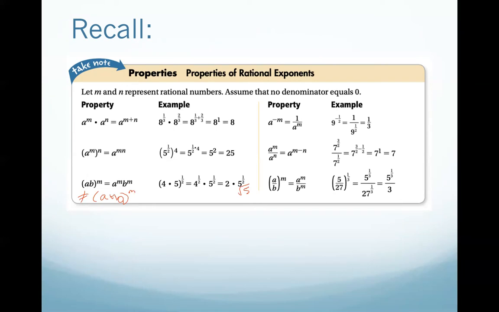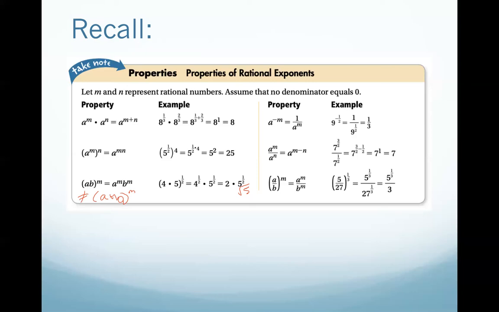Okay, if we have a to a negative power, a to the negative m, that's the reciprocal, 1 over a to the m. So if I have 9 to the negative 1/2, that's 1 over 9 to the 1/2, and the square root of 9 is 3, so that would be 1/3. If I have a to the m divided by a to the n, if I'm dividing two numbers with the same base, that means I subtract the exponents because a to the n is in the denominator, so it's negative, right? So we have subtraction there. In our example, 7 to the 3/2 divided by 7 to the 1/2, 7 to the 3/2 minus 1/2, which is just 2/2. 7 to the first is 7.